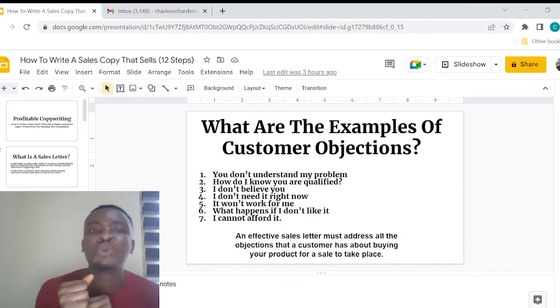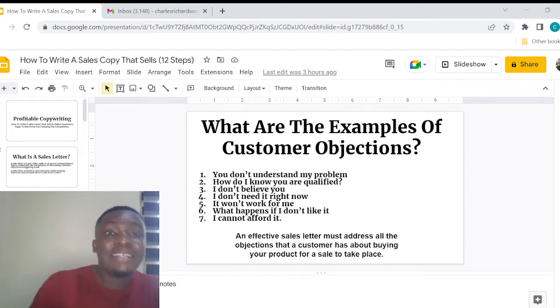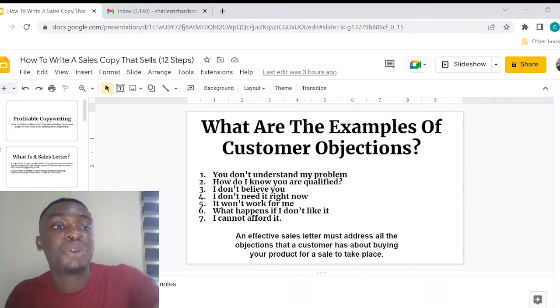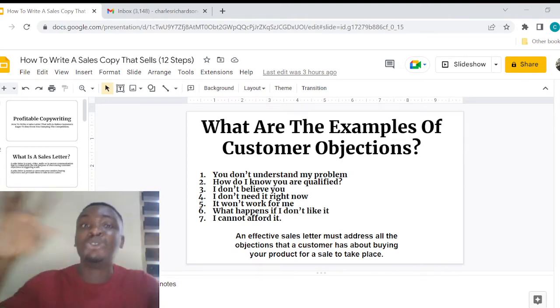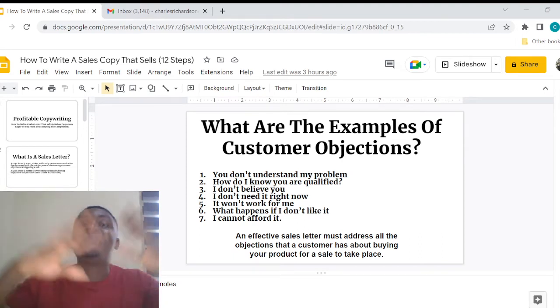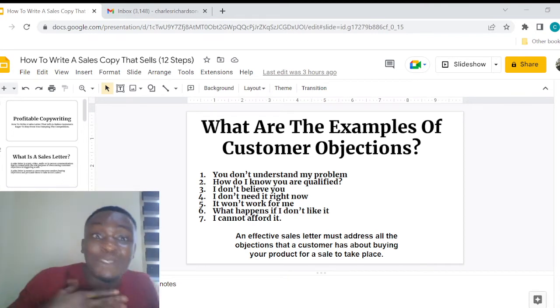Number five, it won't work for me. Like I said earlier, many people have bought products online. Me too, I've bought products online that never worked for me. After they promise heaven and earth, that the product will do this for you, the product will do that for you, it will turn you into a whatever, giving large promises, then when you use it, you see that this product did not even do half of what it promised. Now imagine that many people are just like me.